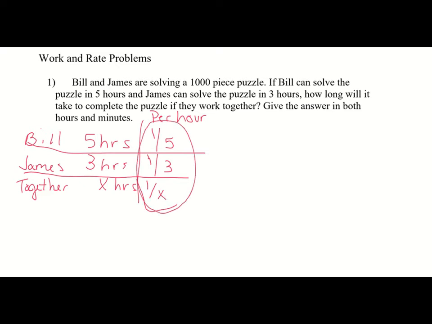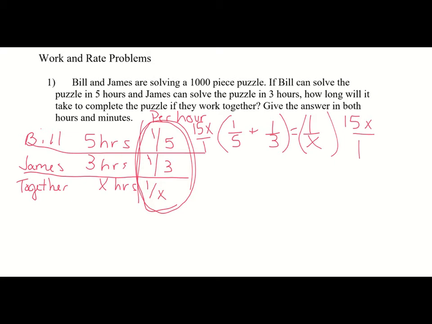So this right here is actually going to be our equation. We are going to have 1/5 plus 1/3 equals 1/x. And we'll use this to find out how long it'll take them to work together. So we've broken it up into an equal time frame. We've looked at it per hour. We'll get rid of our fractions by multiplying by a common denominator. And our common denominator is going to be 15x, because that works for 5, 3, and x.